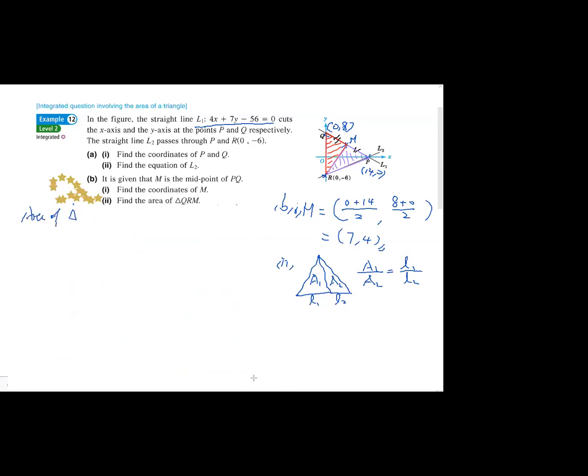The area of triangle QRM is equal to the area of triangle PRM, right? So both of them will be equal to half of the area of triangle PQR.